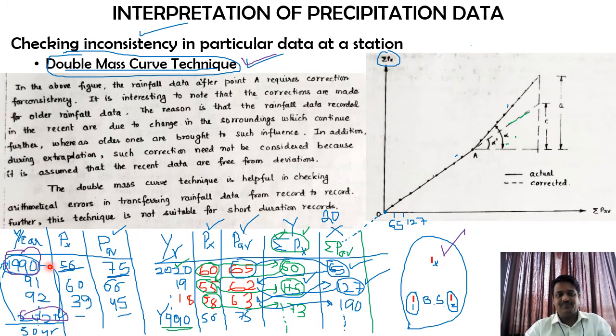Now in this question they will be giving it from the past to the recent years, whereas the double mass curve technique we use in the reverse order. So you need to make sure that the entire data that has been given is reversed over here. The first 3 columns are the same: year, Px, P average. But here the latest year will come first, and then the years will go on in the backward direction. So from 2020 till 1990 we need to do that, and similarly we just need to reverse the values of Px and P average based on those years. That will be your first step for solving this problem.